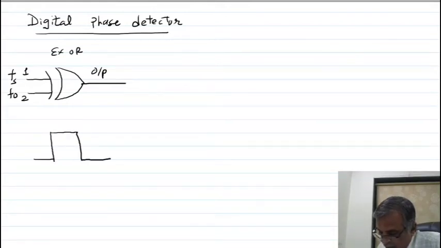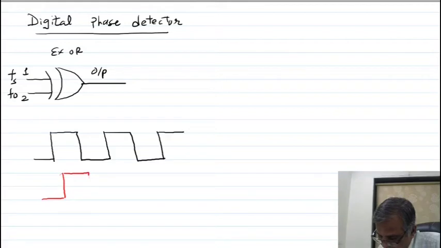The input and output waveforms of a digital phase detector using an exclusive OR gate are shown in the figure. I am showing you here. See, this is your Fs, this is your Fo.